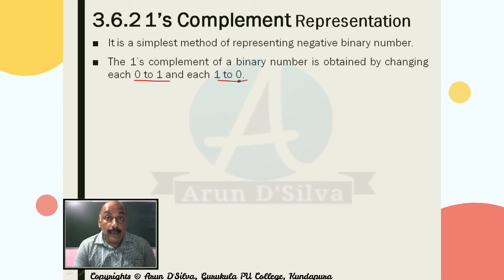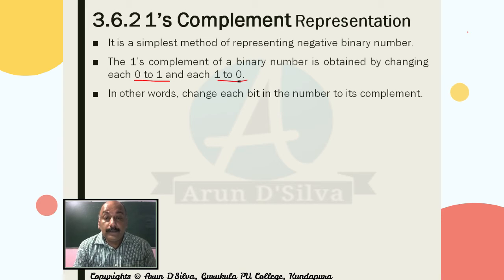This is the second method of representing a negative number. The first method what we have seen is the sign magnitude method. So this is the second method to represent a negative number. In other words, we change each bit in the number to its complement. Complement means we are changing the state from 0 to 1 or 1 to 0. The binary digit is called a bit. So in each bit we are changing the state itself, called complement.